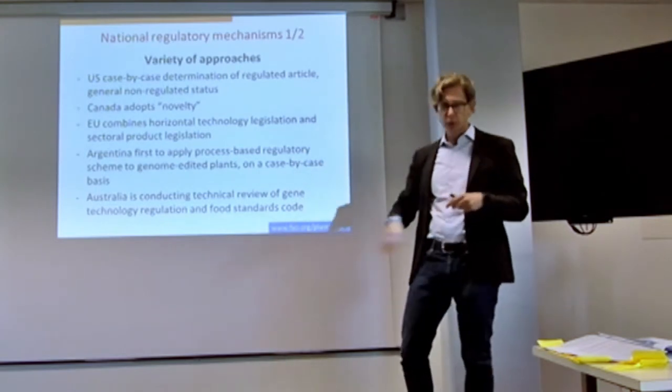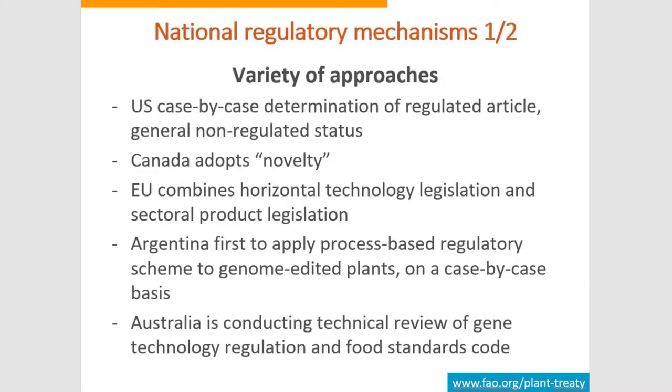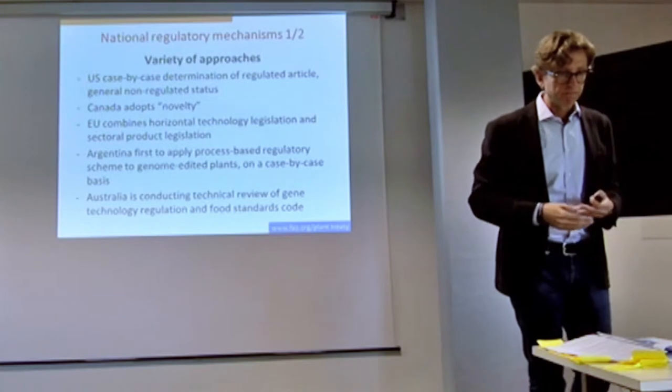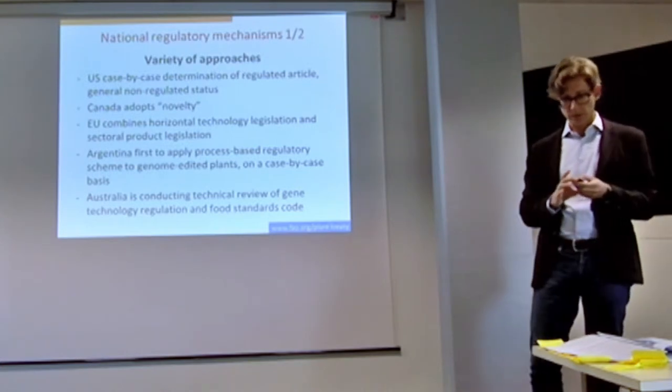Some recent developments, actually there are a lot of developments: Argentina, Chile, Brazil, Australia, just to name a few. Argentina has a process-based regulatory system, and they are applying it on a case-by-case basis, based on certain trigger points, to evaluate the risks posed by genome-edited crops. Australia is conducting a regulatory review of the gene technology regulation and of the food standards code. Two examples of the movement that we are witnessing in national regulatory authorities.